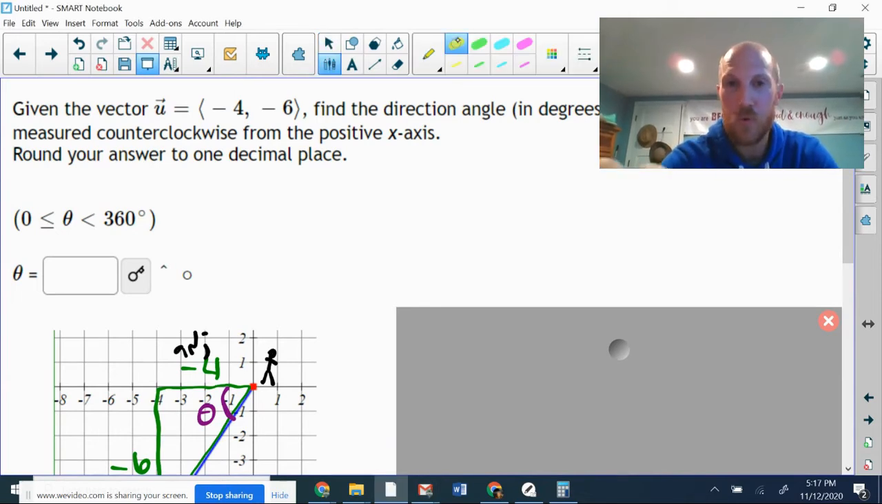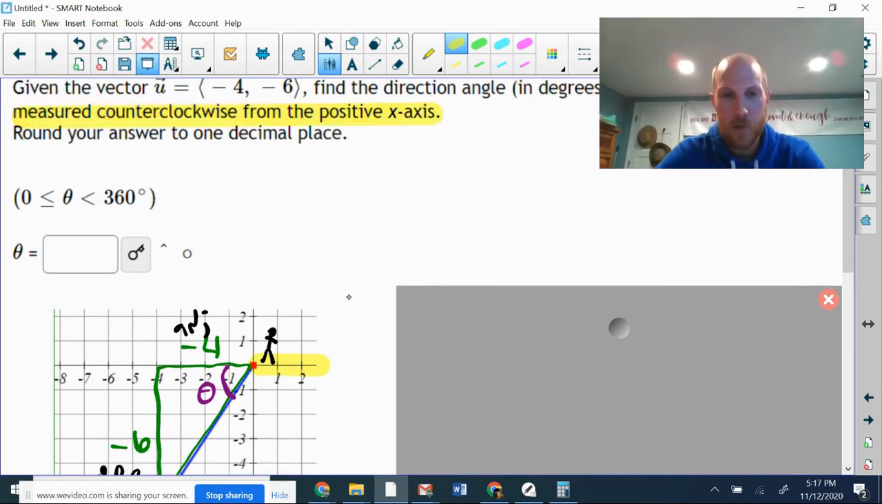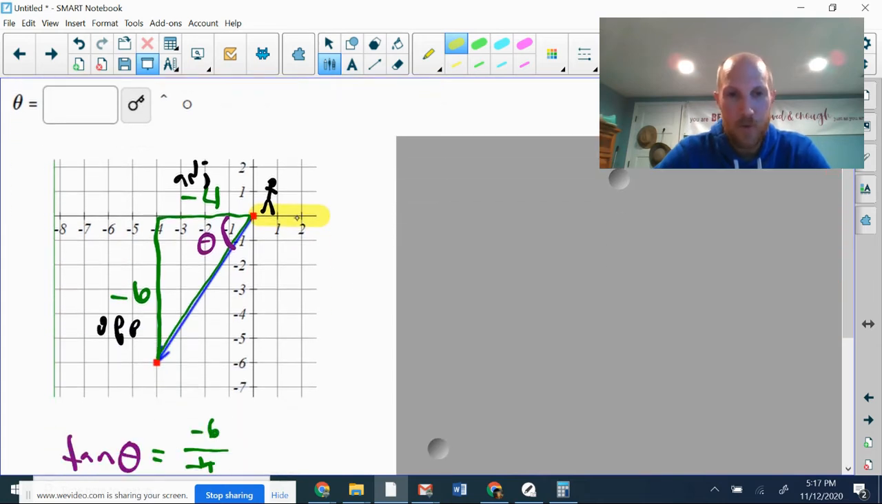So I'm going to do this problem twice to illustrate two different approaches, but I want to make sure that we get the direction angle, always, always, always measured counterclockwise from the positive x-axis. All right, so I'm going to mark that onto my graph. So here's the positive side of the x-axis.